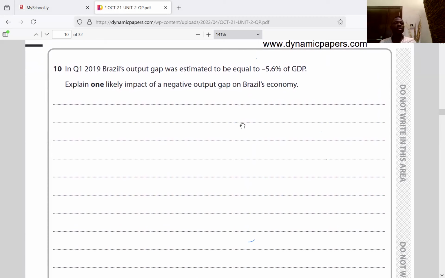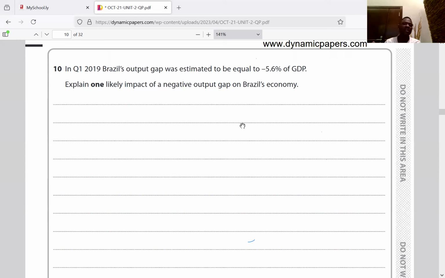Question 10. In quarter 1, 2019, Brazil's output gap was estimated to be equal to minus 5.6% of GDP. Explain one likely impact of a negative output gap on Brazil's economy. A negative output gap occurs when the actual GDP is less than the potential GDP. A positive output gap means the actual GDP is greater than the potential GDP. Both are not good situations because they might bring about inflation and other economic decline. So a negative output gap may bring about the following.